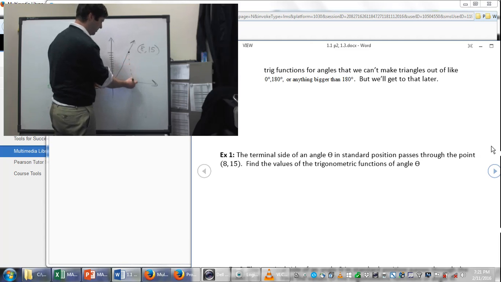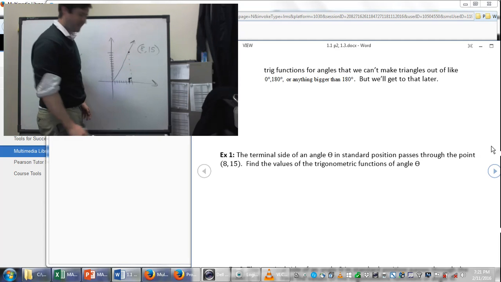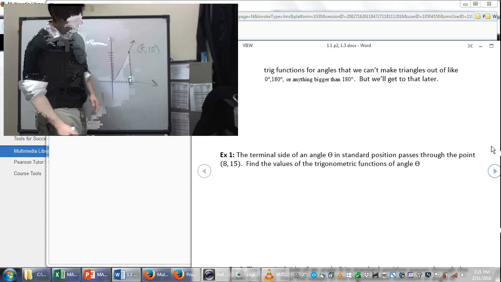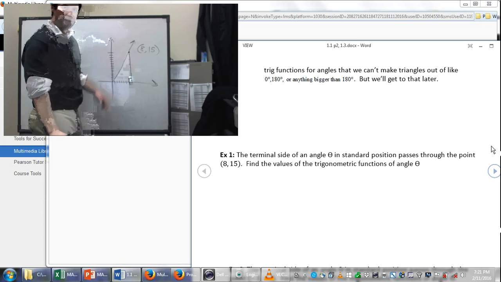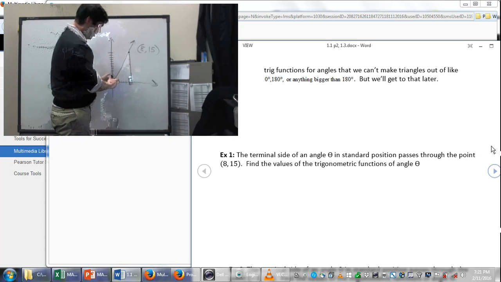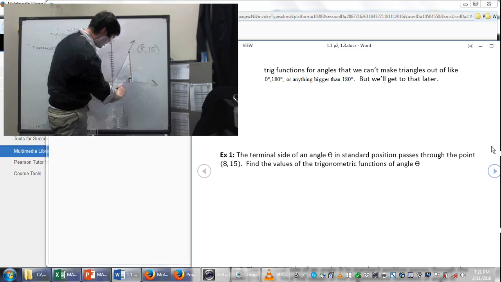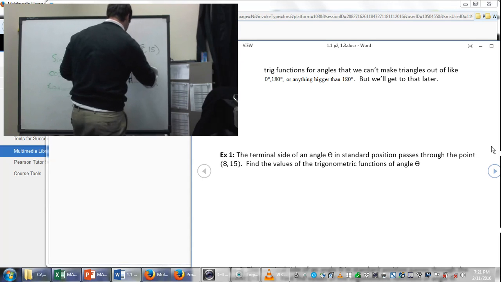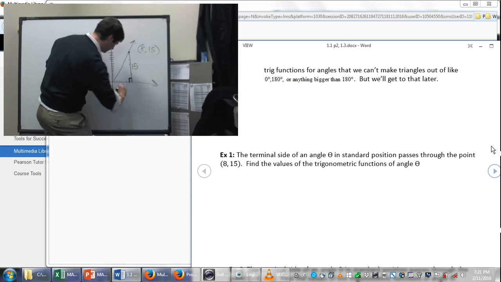So I'm going to plot the point (8, 15). 1, 2, 3, 4, 5, 6, 7, 8. And then 15. 1, 2, 3, 4, 5, 6, 7, 8, 9, 10, 11, 12, 13, 14, 15. Okay, so there is the point that they've given me that's on the terminal side of my angle.